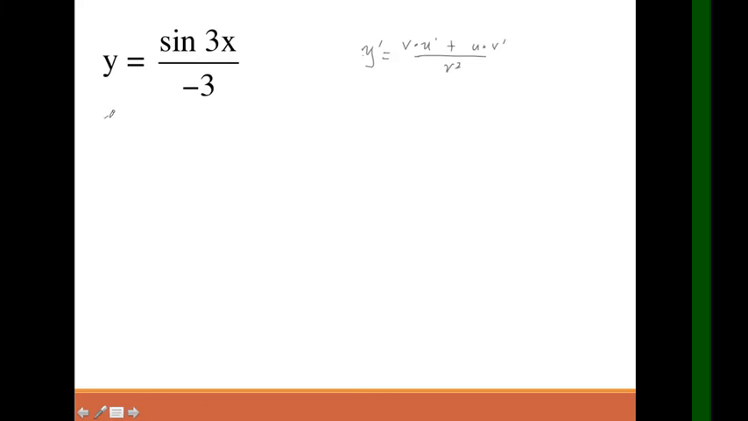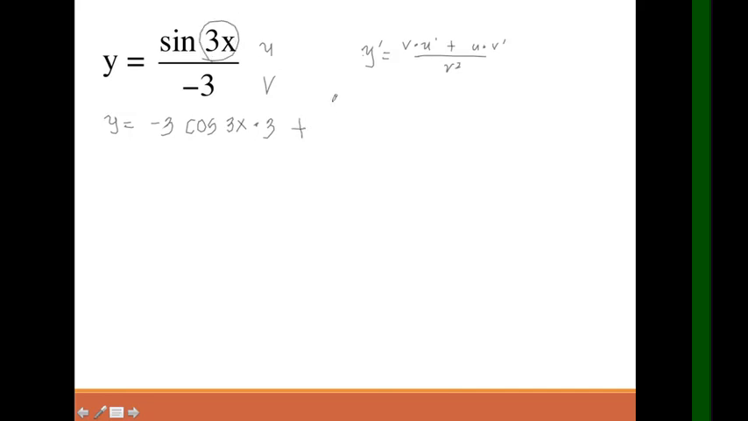So, for this one, we have, okay, what is v here? Ano yung v natin dito? Okay, so yung u natin is yung sa taas and yung v is yung sa baba. So, we have v, which is negative 3, right? So, negative 3, and then what is the derivative of u? That is cosine 3x times, I think that's 3. Okay, ito. 3 yan, no?